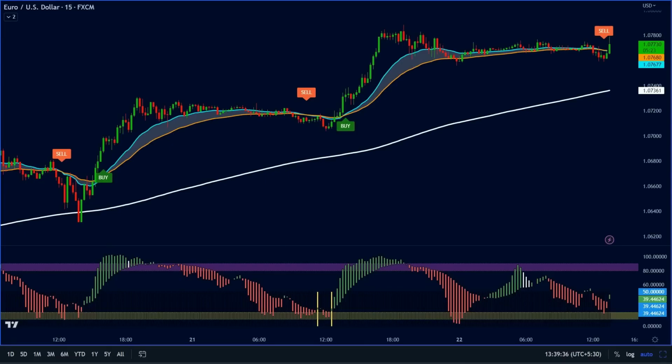Now you know everything about the setup. So let's do the backtesting and see how well the strategy works in different market conditions.